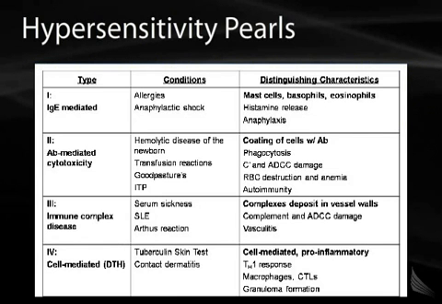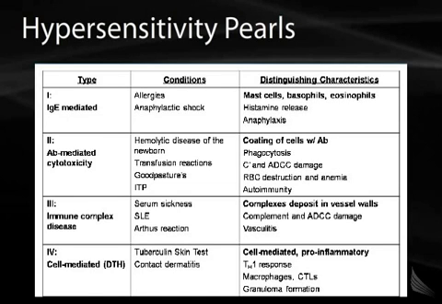So here we have kind of an overview, a pearl slide, if you will, of all of the types of hypersensitivity. So we have type 1, remember that's IgE mediated, that's your immediate type hypersensitivity, mast cells, basophils, histamine, anaphylaxis. Type 2 is your antibody-mediated cytotoxicity, antibodies binding directly to the tissue and mediating their destruction. So think things like hemolytic disease of the newborn, transfusion reactions, Goodpasture syndrome, or ITP.